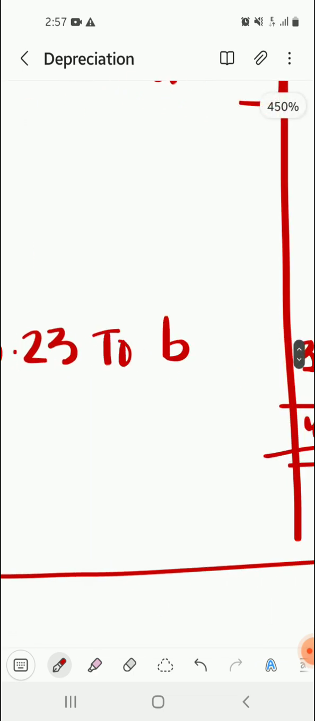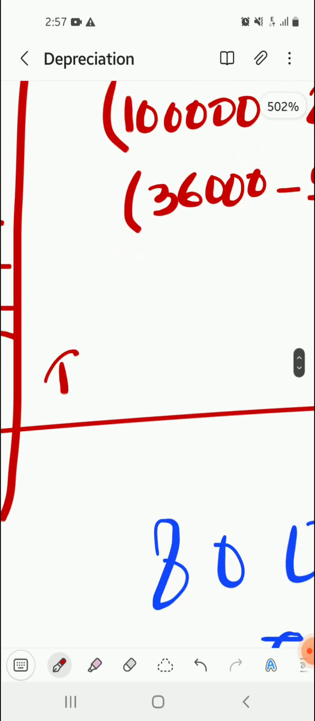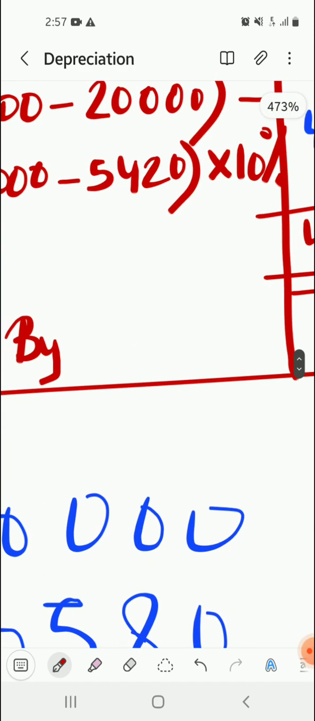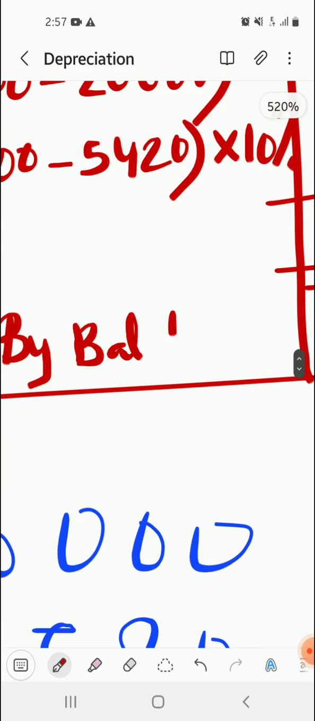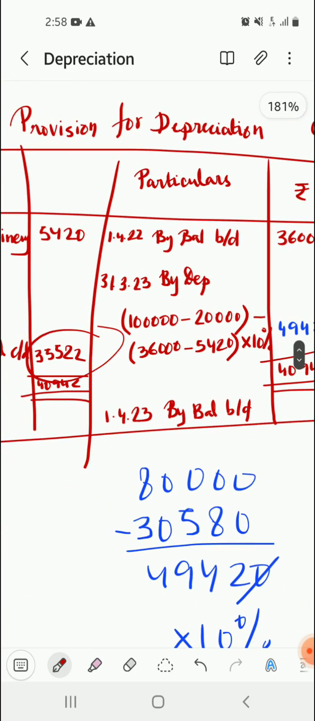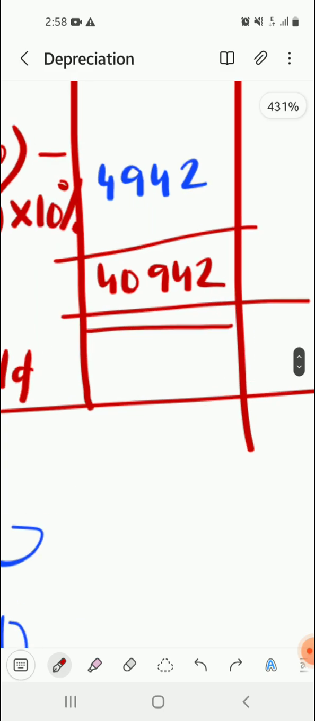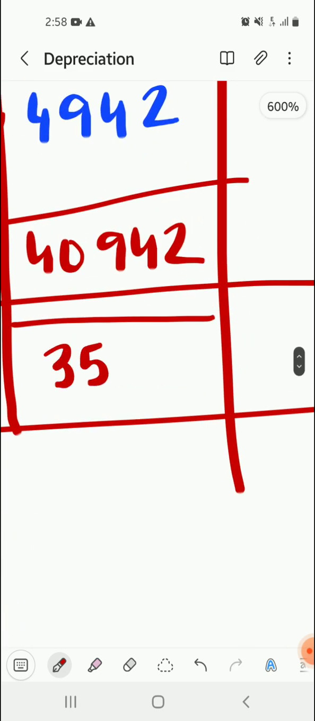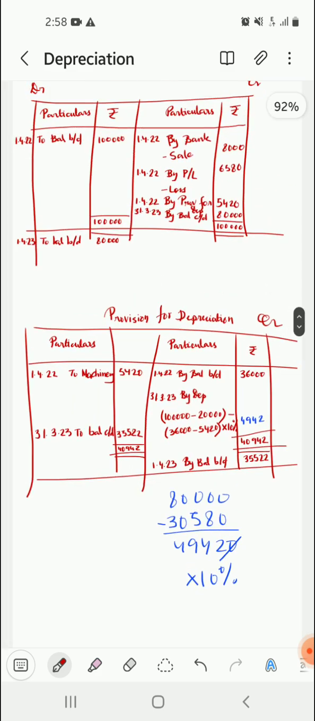to balance carried down. And this is what we're going to write it over here, by balance. This is on 1st April 23, by balance. This is going to be brought down balance, and as we had written over here, 35,522. This is what we are going to write over here as well, 35,522. That's it. So we are done with this.